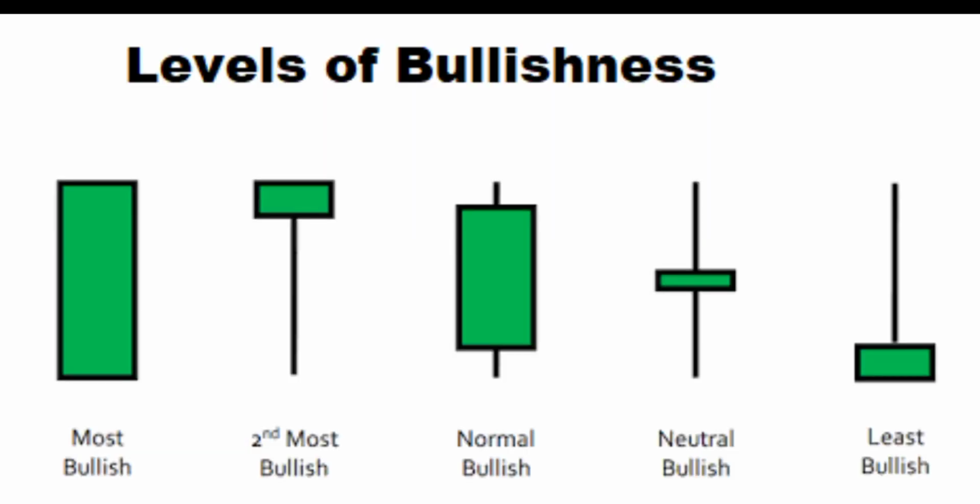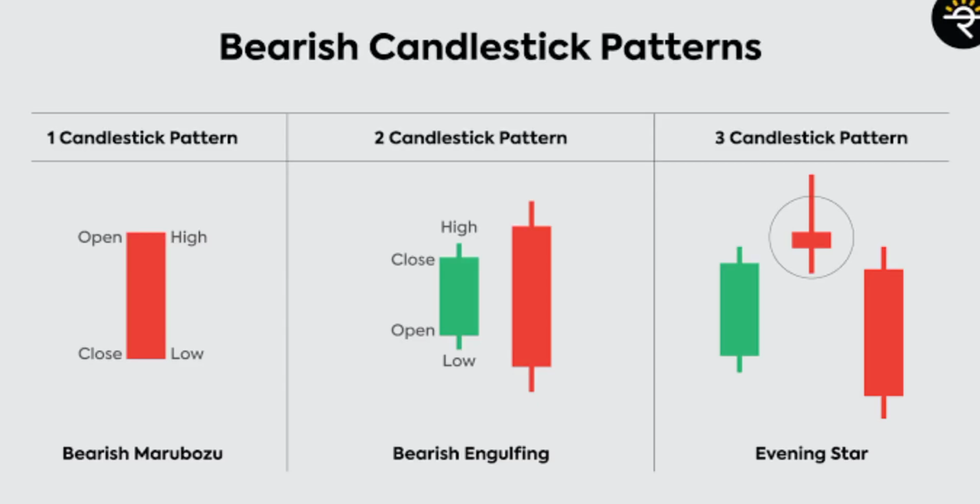Basic candlestick patterns. Bullish candlestick. A bullish, or green or white, candlestick has a lower opening price and a higher closing price, suggesting that buyers were in control during the session. Bearish candlestick. A bearish, or red or black, candlestick has a higher opening price and a lower closing price, indicating that sellers dominated the session.